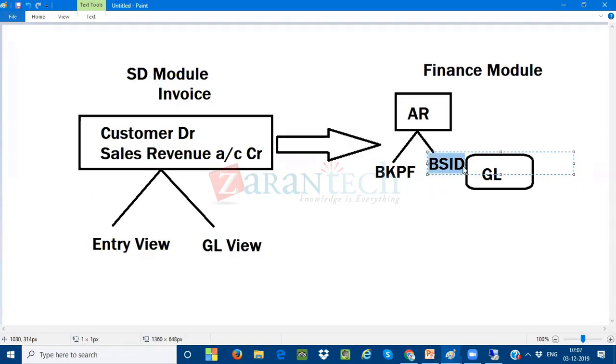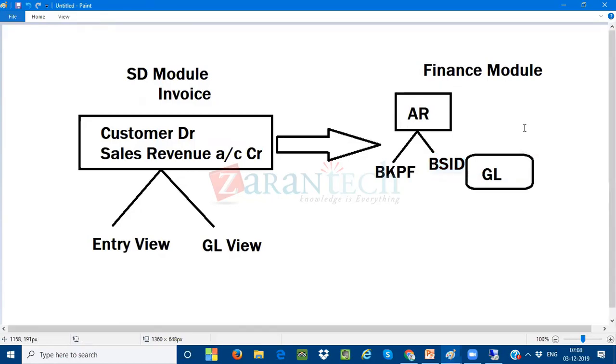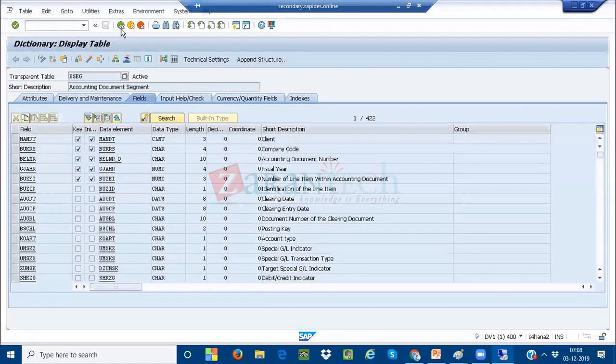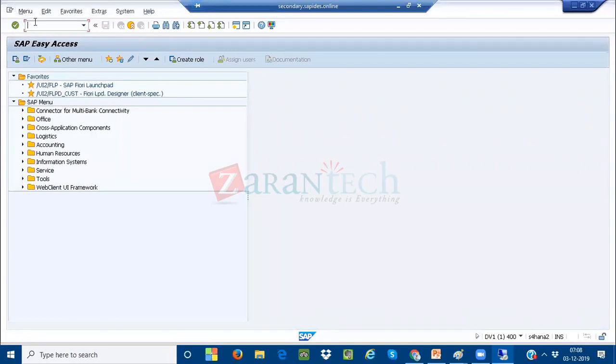Earlier SAP had separated all the secondary index tables, all your header tables, all your total tables and all your line item tables. Now, if I open this document in my finance module, what is happening here, you can see now. Okay, I'll go back. I'll take you one example now.